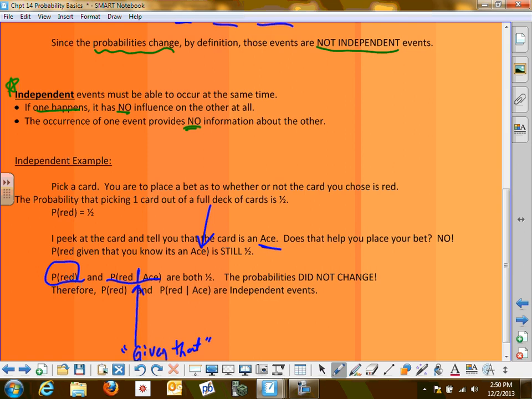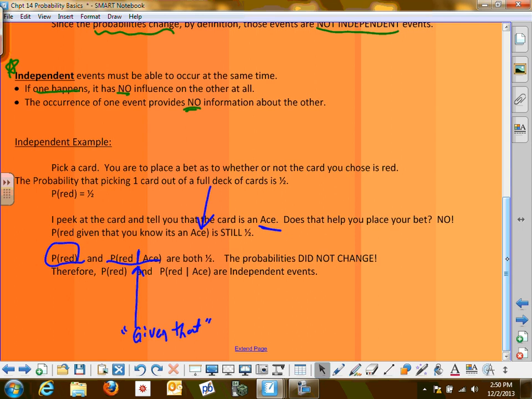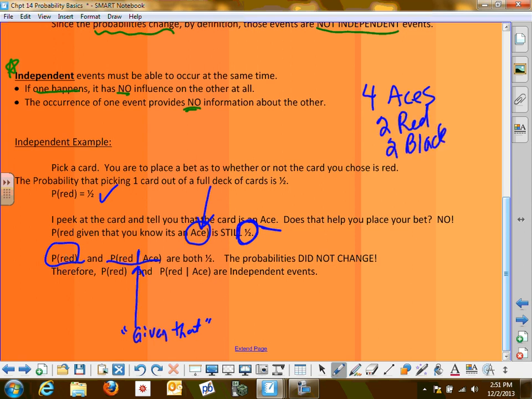So here's the card example with independence. So watch this. Pick a card. You're going to place a bet, whether it's red. You know it's a 50-50 chance that it's red. But I'm going to give you a hint. The hint is that it's an ace. So if I say it's an ace, then now what are you thinking your probability is? It's still 1/2 because there are 4 aces and 2 are red and 2 are black. So I have not helped you at all by telling you it's an ace.